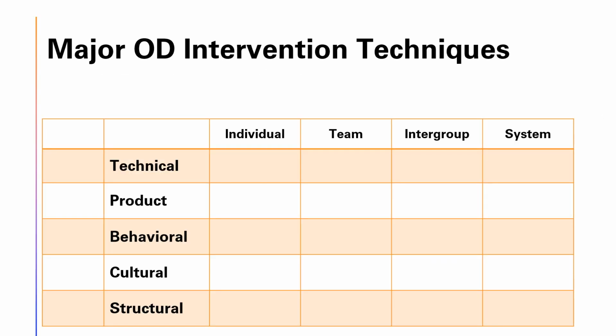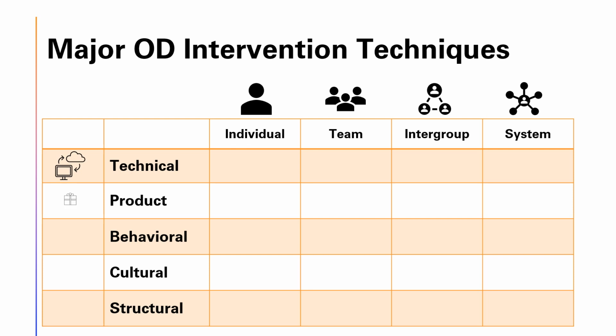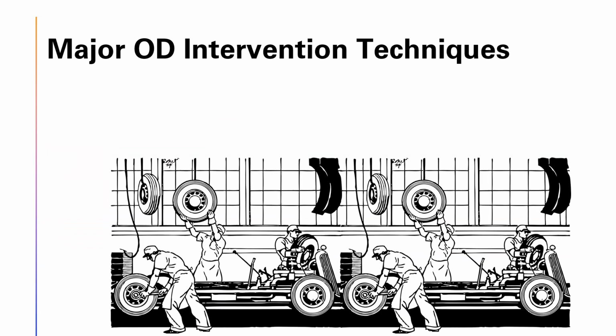Because OD is holistic, it looks at all levels of the organization: individual, team, intergroup, and systematic improvements. And it identifies potential changes that can be made in each of these levels in almost every aspect you can think of: technical, product, behavioral, cultural, and structural. Briefly, let's go over each one.